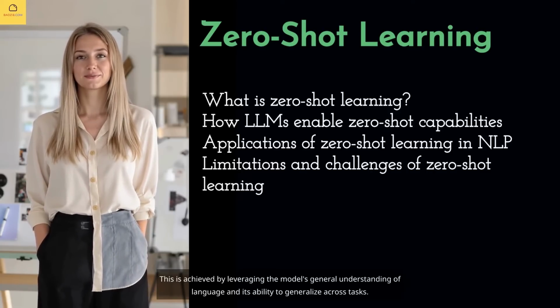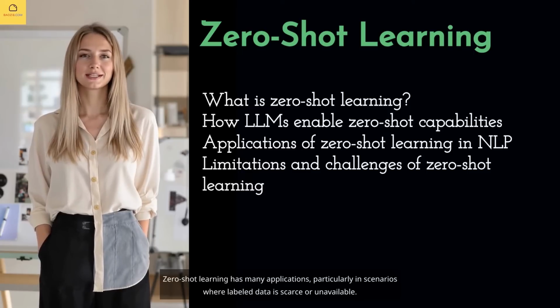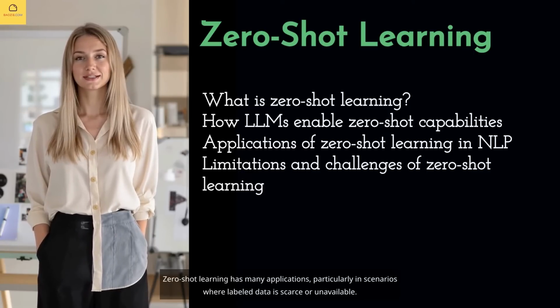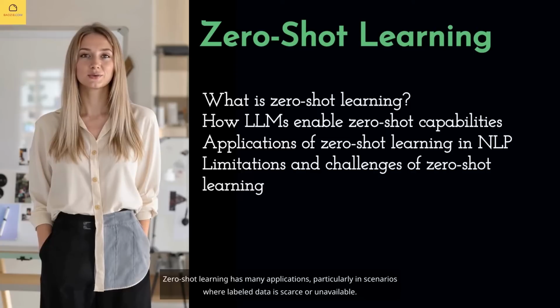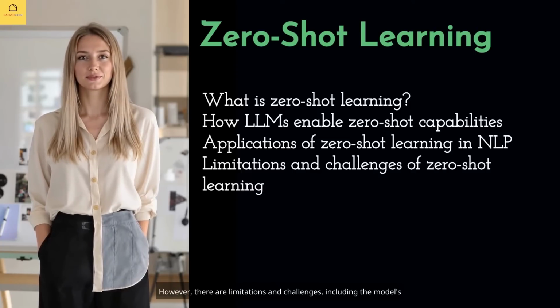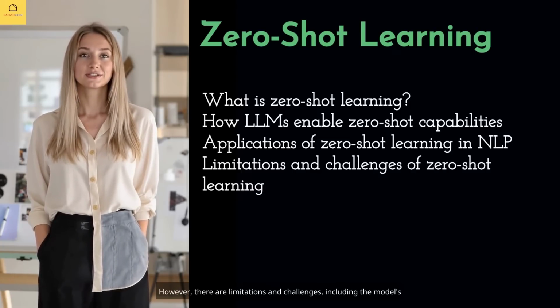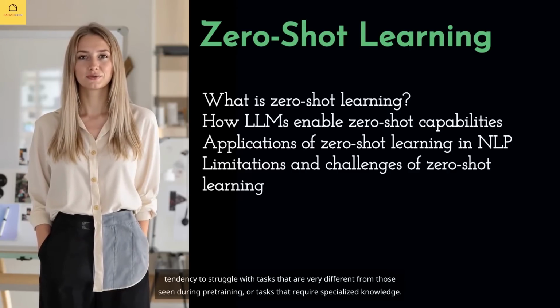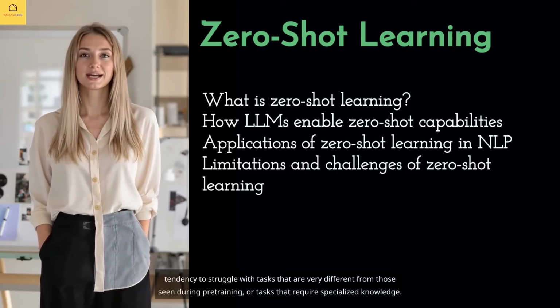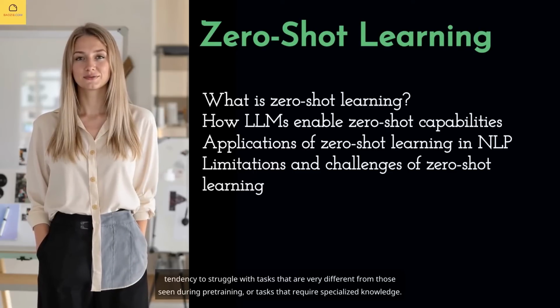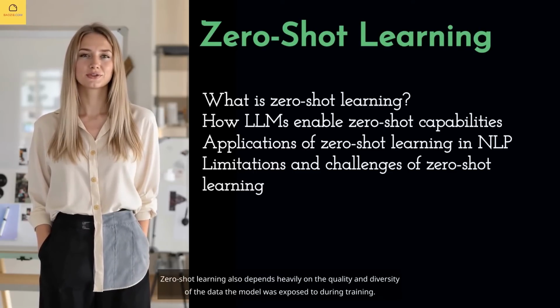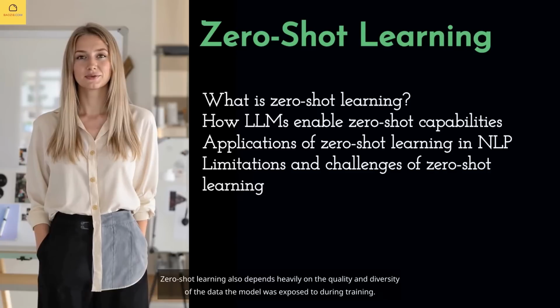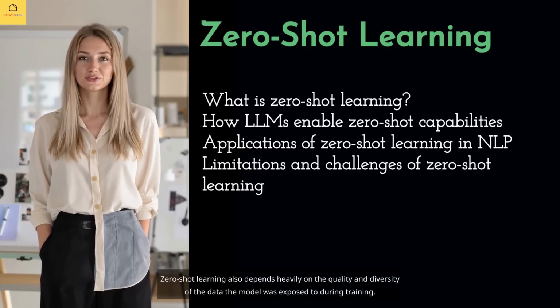Zero-shot learning has many applications, particularly in scenarios where labeled data is scarce or unavailable. However, there are limitations and challenges, including the model's tendency to struggle with tasks that are very different from those seen during pre-training, or tasks that require specialized knowledge. Zero-shot learning also depends heavily on the quality and diversity of the data the model was exposed to during training.